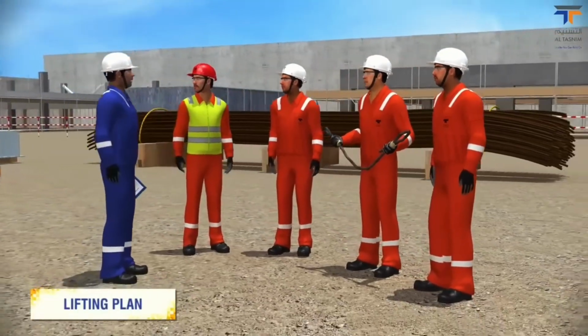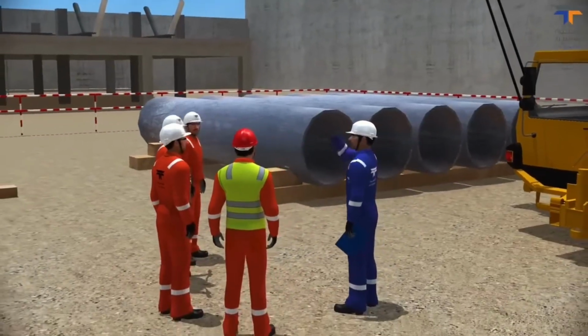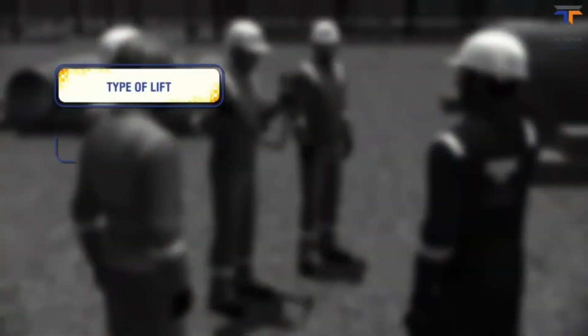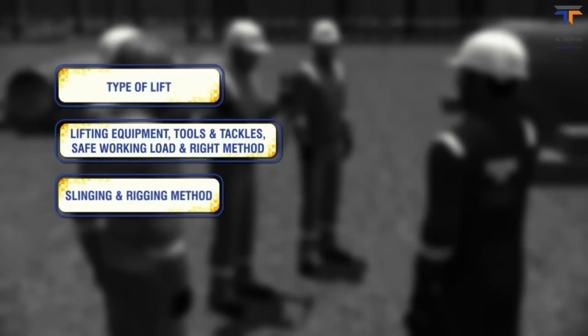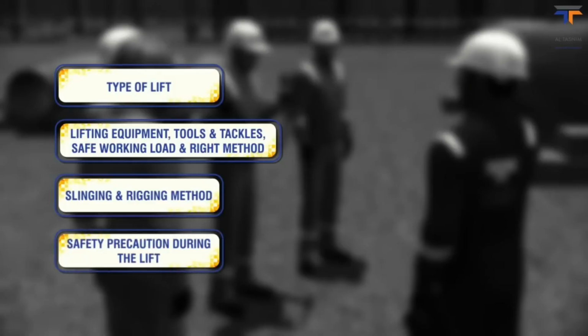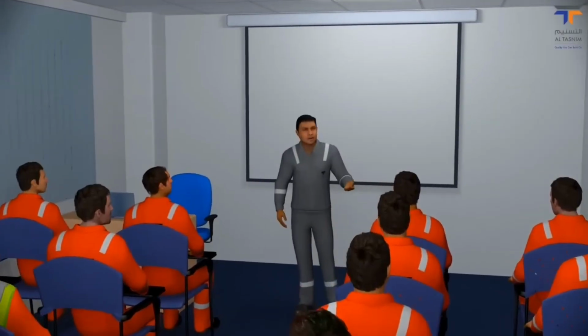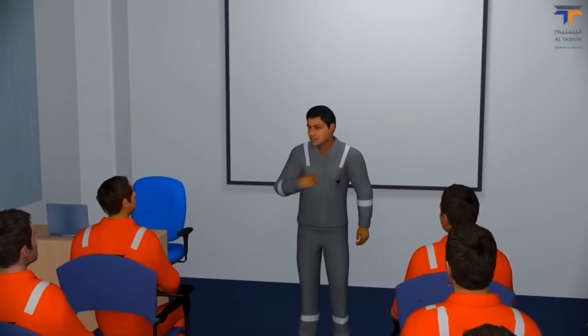Lifting plan. Lifting plan contains the essential information for the particular lifting operation, such as type of lift, selection of lifting equipment, tools and tackles, safe working load, and right method to use them. Slinging and rigging method. Safety precaution during the lift. Now, let us understand the safety rules to be followed while lifting operation.